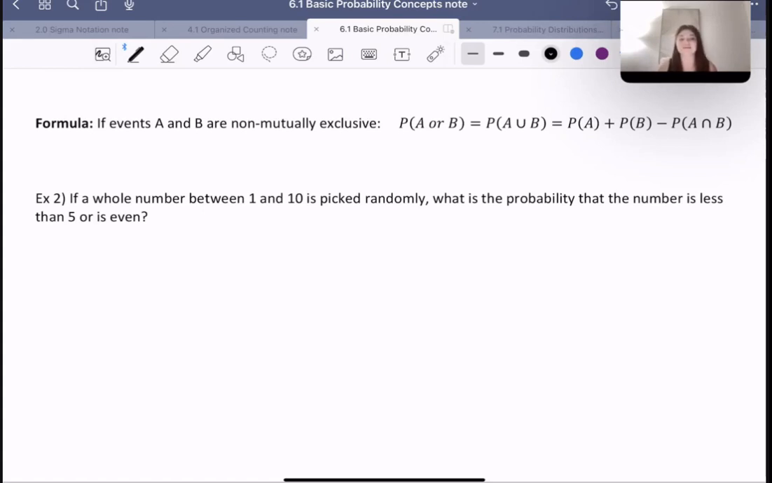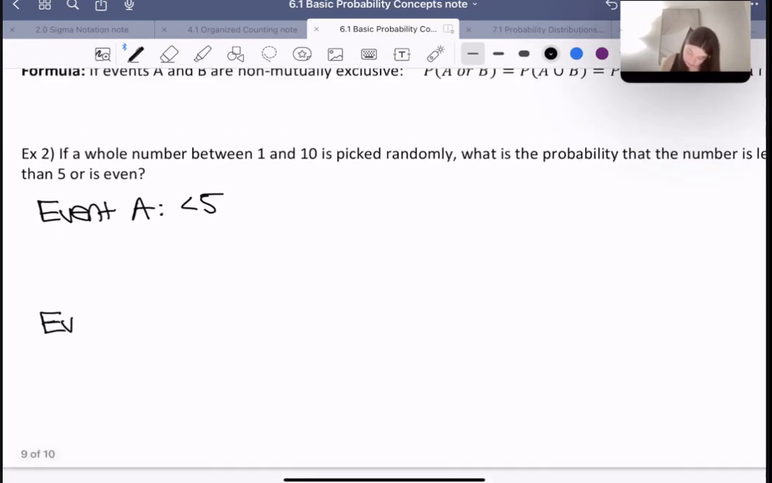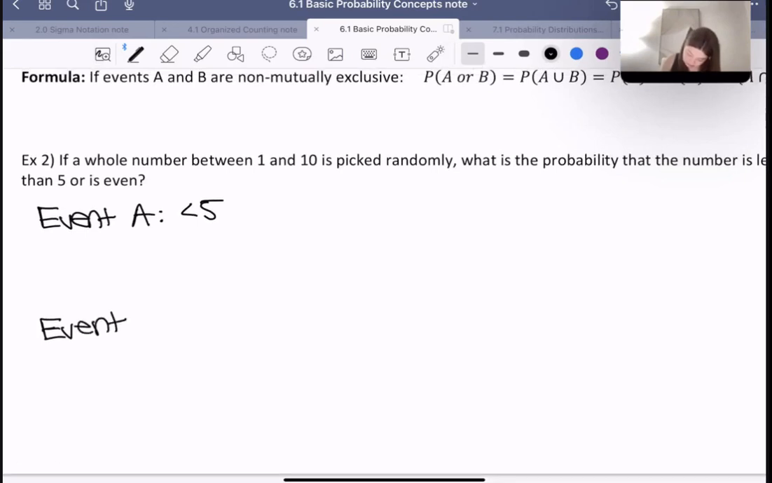Certain outcomes that are going to be double counted, that are going to be counted in event A and in event B. And so we have to subtract them off so that we don't double count them, right? So that we subtract them off one time so that they're only counted that other time and not both times. So let's say event A is less than 5, and let's say event B is an even number.